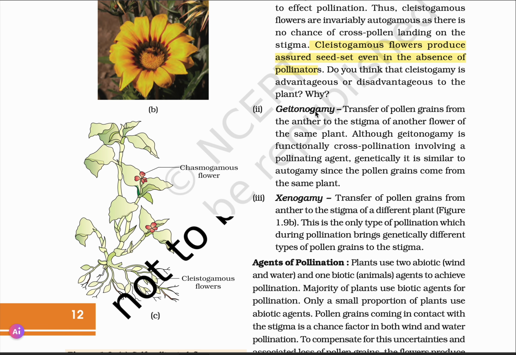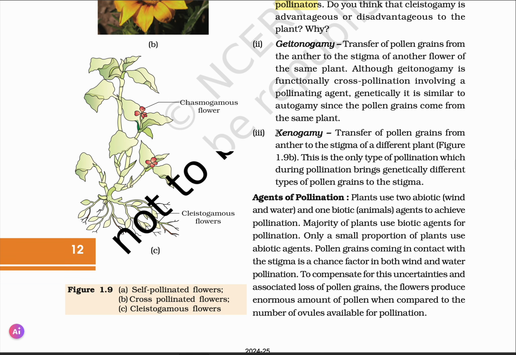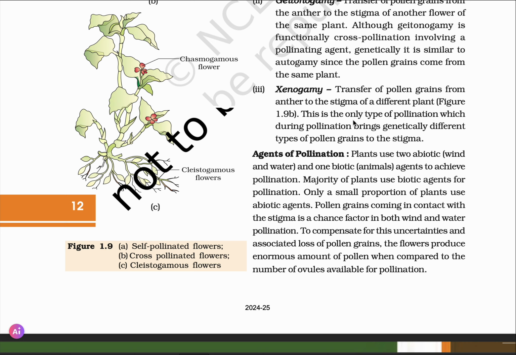Then we have geitonogamy, which is the transfer of pollen grains from the anther to the stigma of another flower of the same plant. Geitonogamy is functionally cross-pollination, while genetically it is autogamy. Xenogamy is the transfer of pollen grains from anther to stigma of a different plant, and this is the only type of pollination which brings genetically different types of pollen grains to the stigma.